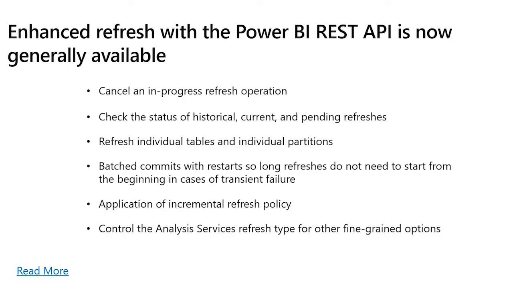An enhanced refresh with the Power BI REST API is now generally available as well. You can cancel an in-progress refresh, check the status of historical, current, and pending refreshes, and refresh individual tables. You can do batched commits with restarts, application of incremental refresh policy, and the control of analysis service refresh type with that Power BI REST API.